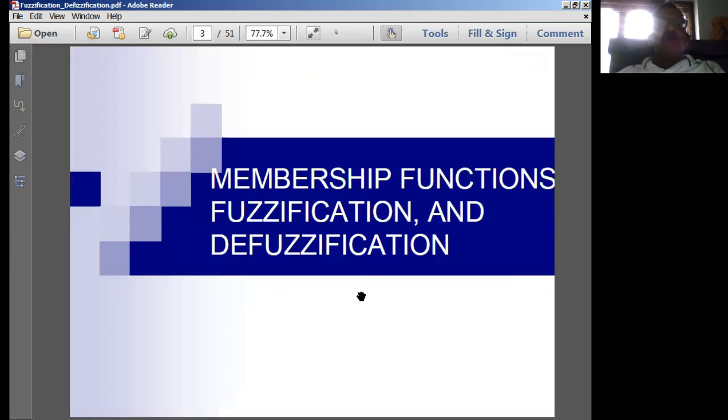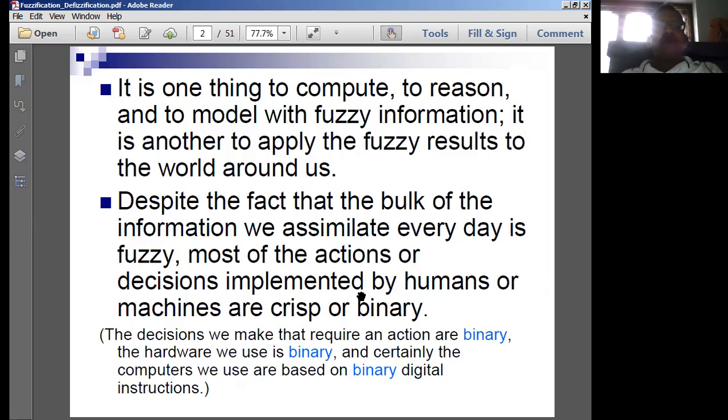That is the reason why we can go back and think of the various facts of the real world data around us. The real world around us is simply a simulation of fuzzy data. Around us, we have many such fuzzy data, and most of the actions and decisions implemented by humans, and our machines, are basically crisp or binary. So even though the data is fuzzy in nature, we always end up with crisp information or binary information in general.